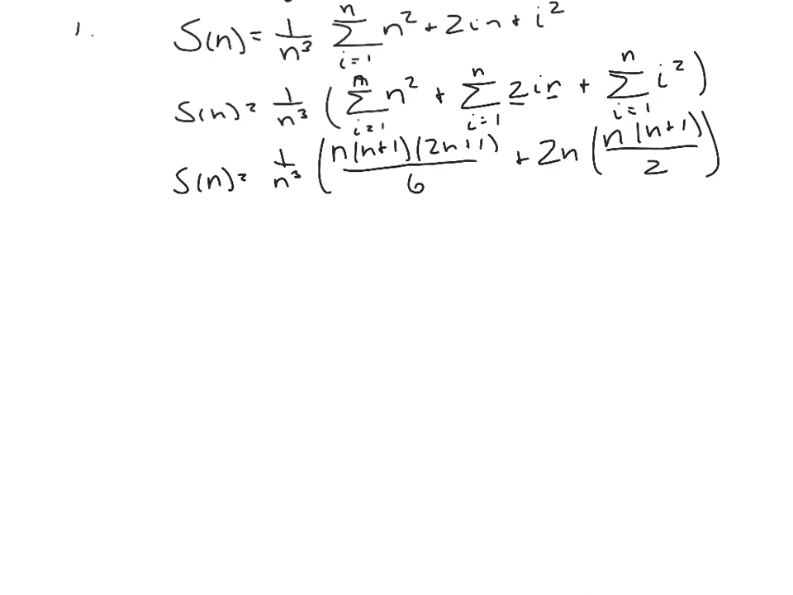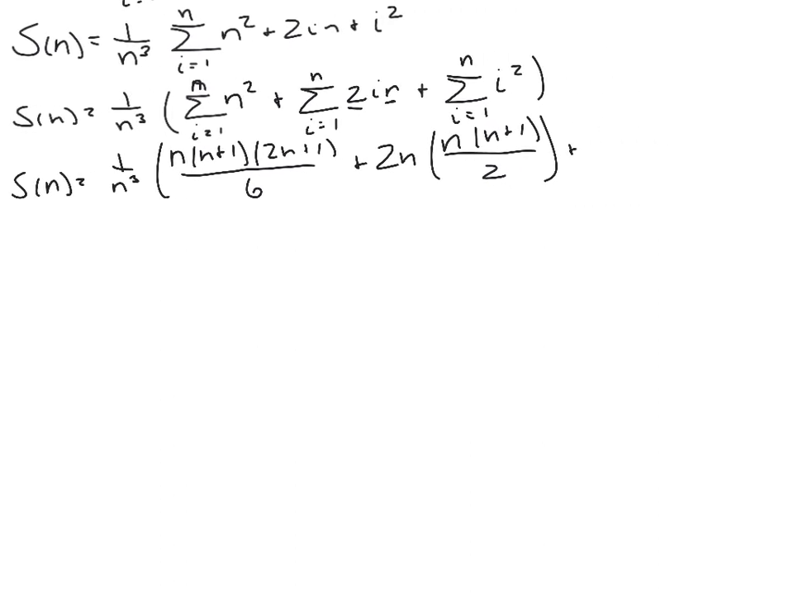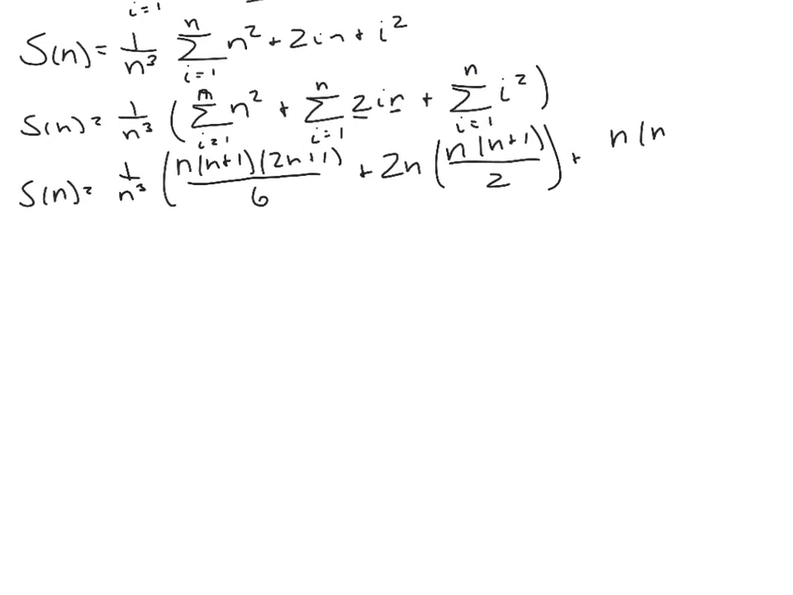Oh, snap. And then plus, I'm running out of room. Oh, I know what I can do. I can just bring it over and do that. Yay. Now I've got I squared, which is also n times n plus 1 times 2n plus 1 all over 6. And I finish my parenthesis.